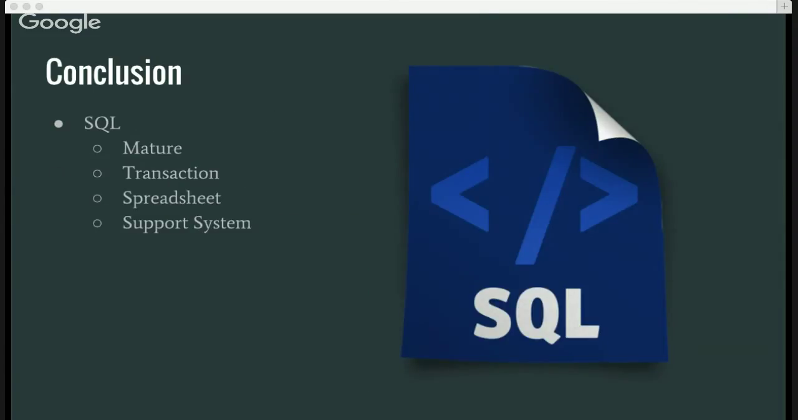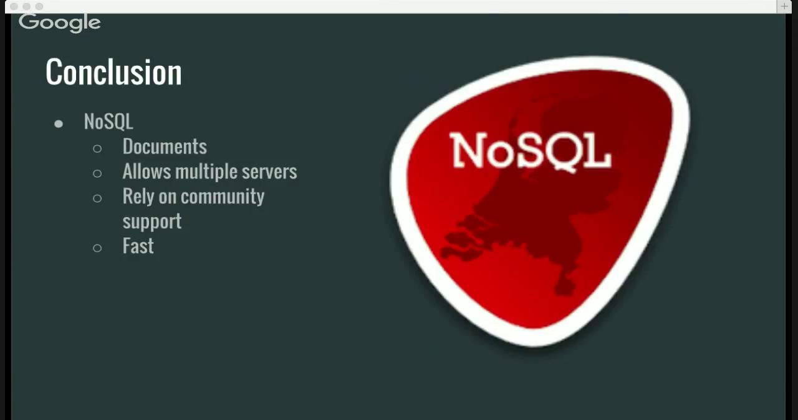SQL is mature. It's been around for a very long time. It's counted on for transactions, and it uses spreadsheets to store that data, and it offers a wide variety of support for customers. Whereas NoSQL uses documents, you're able to use multiple servers, and you can rely on your community and peers for help with problems. But with that comes the fast speed of the database and the flexibility of being able to do what you want. So this just gave a general overview of non-SQL and SQL.